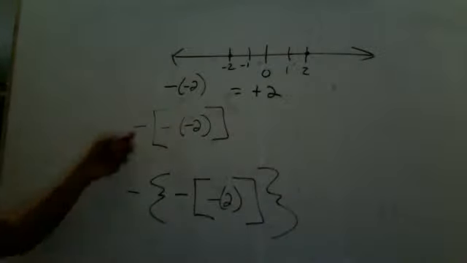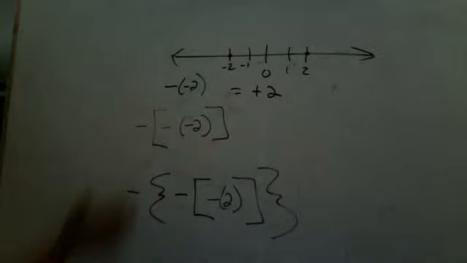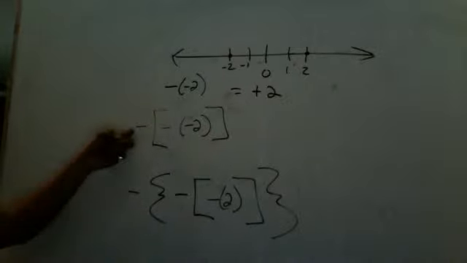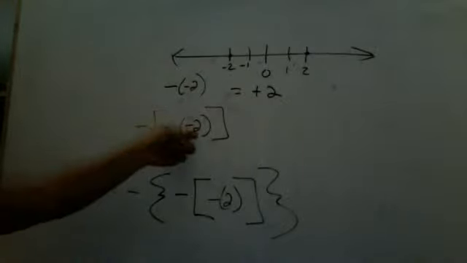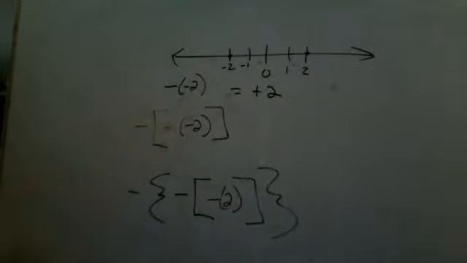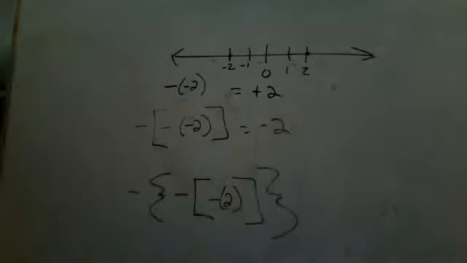Let's look at this one. You've got several layers here. You've got a bracket and a parenthesis. So you say the opposite of 2 is negative 2. The opposite of negative 2 is positive 2. And the opposite of positive 2 is negative 2. Therefore, this is negative 2. Yes, are you with me so far?